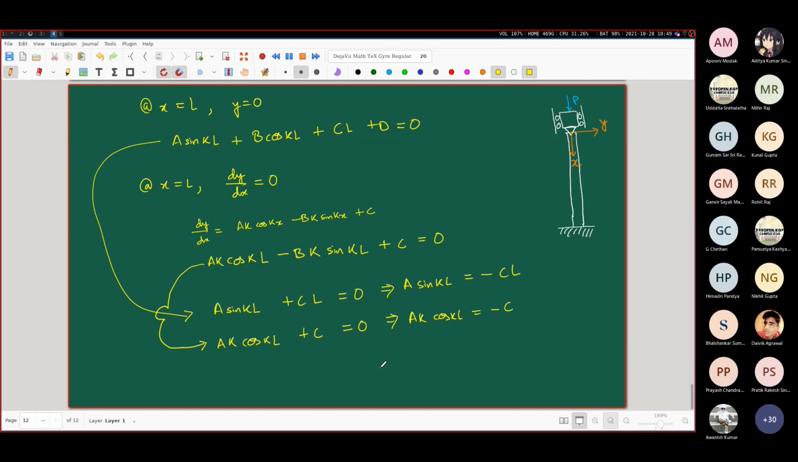Does that help us? We can divide these two things. Let's say this is 1 and this is 2. We divide this thing. What do we obtain? Tan KL divided by K is equal to L, which gives us tan KL is equal to KL. Okay, so this is the condition.